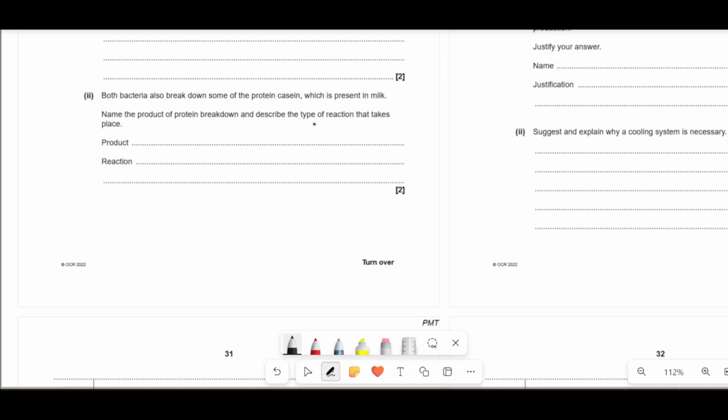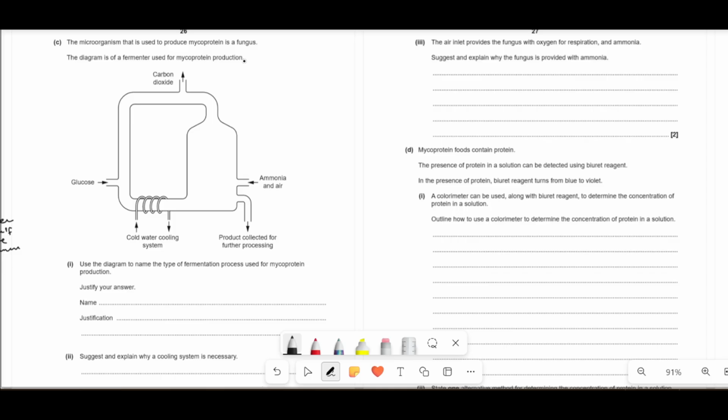Name the product of protein breakdown and describe the type of reaction that takes place. So what you're making is, remember, you're breaking the peptide bonds between them, so you're going to make amino acids eventually, and that's done with hydrolysis, the opposite of condensation.